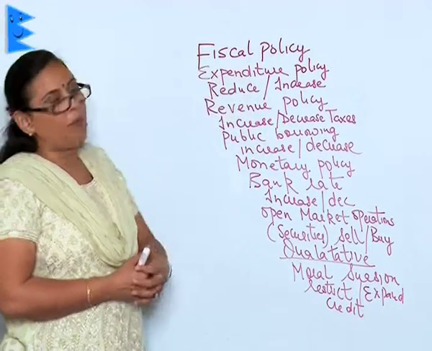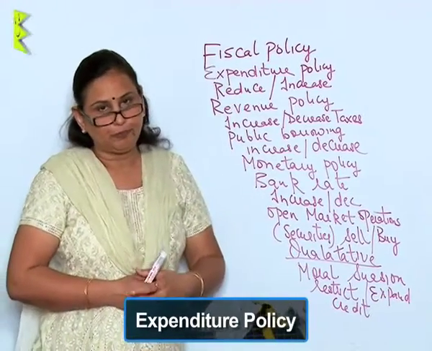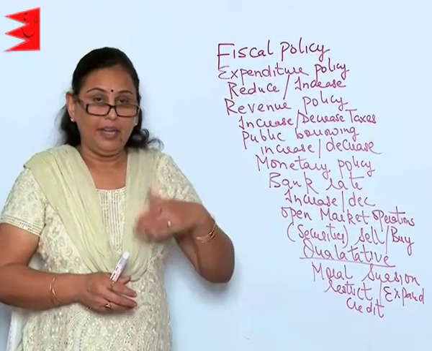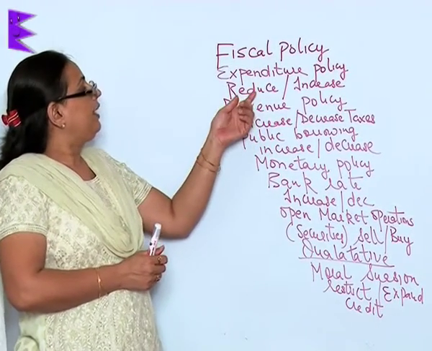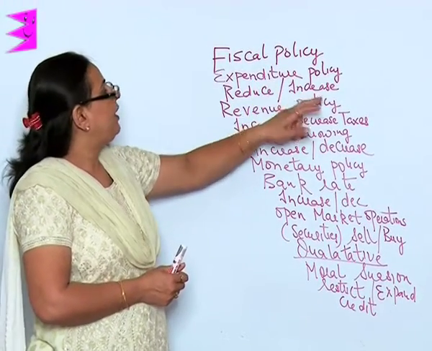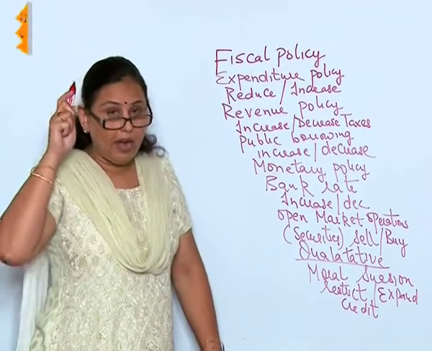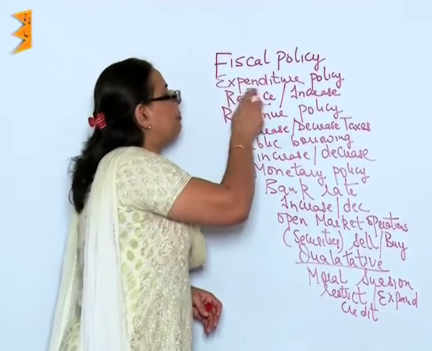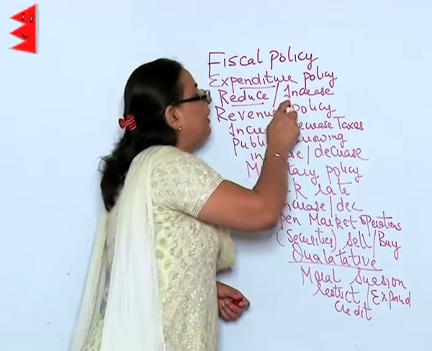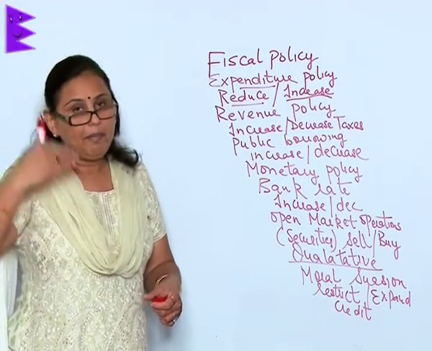As far as the fiscal policies are concerned, we take first of all the expenditure policy. In the expenditure policy, if there is increase in demand, then it should reduce the expenditure. But if there is deficit in demand, it should increase the expenditure. That is, if the demand is more, then reduce the expenditure. Bring down the expenditure to bring down the demand. But if the demand is less, increase the expenditure so that the demand increases.